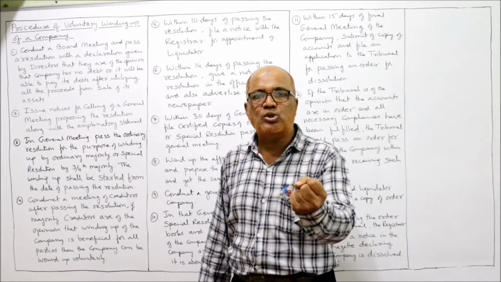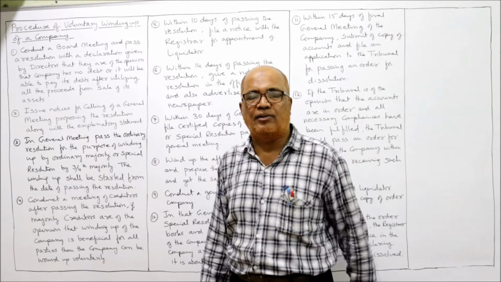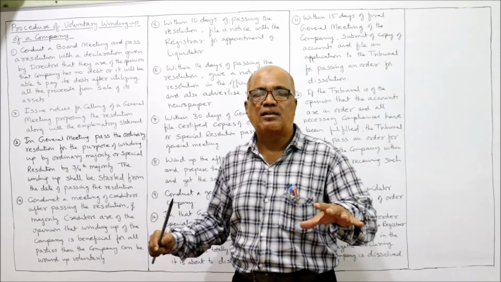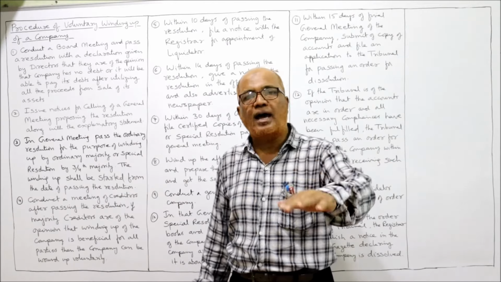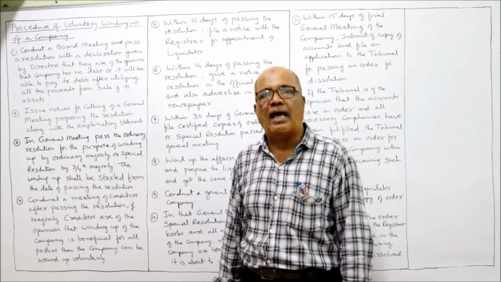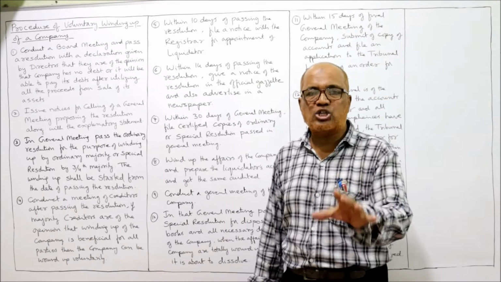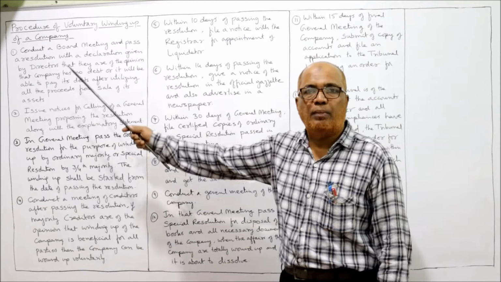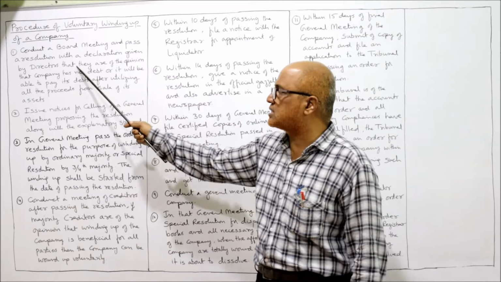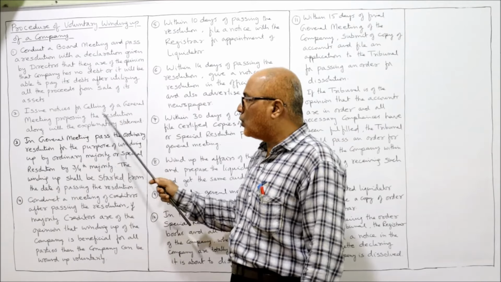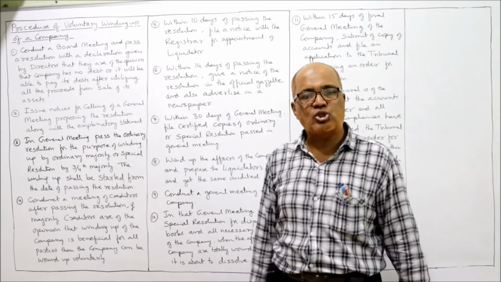The company is in a position to pay the outside liabilities, or the company has sufficient assets which can be sold and the amount can be paid for the liabilities. The company is in a position. That declaration has to be resolved in the board meeting. First step. Second, issue notices for calling of a general meeting, proposing the resolution along with the explanatory statement.